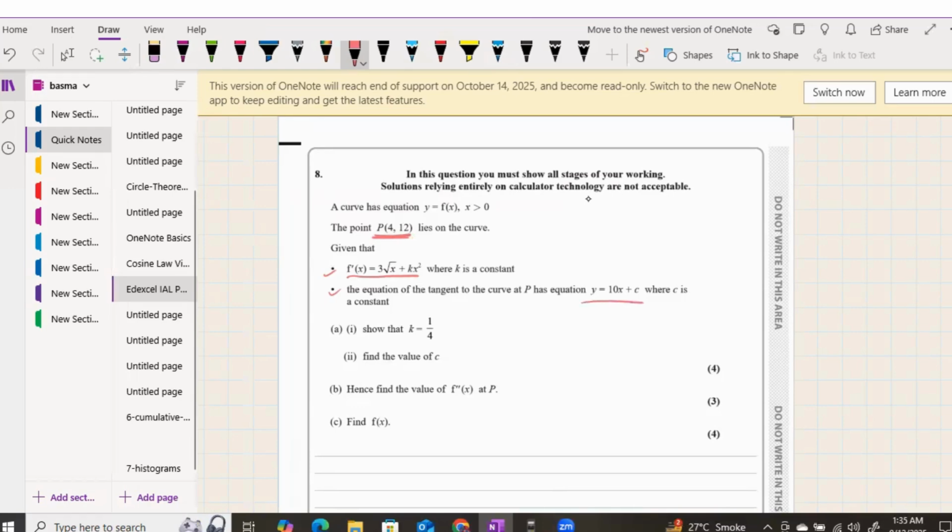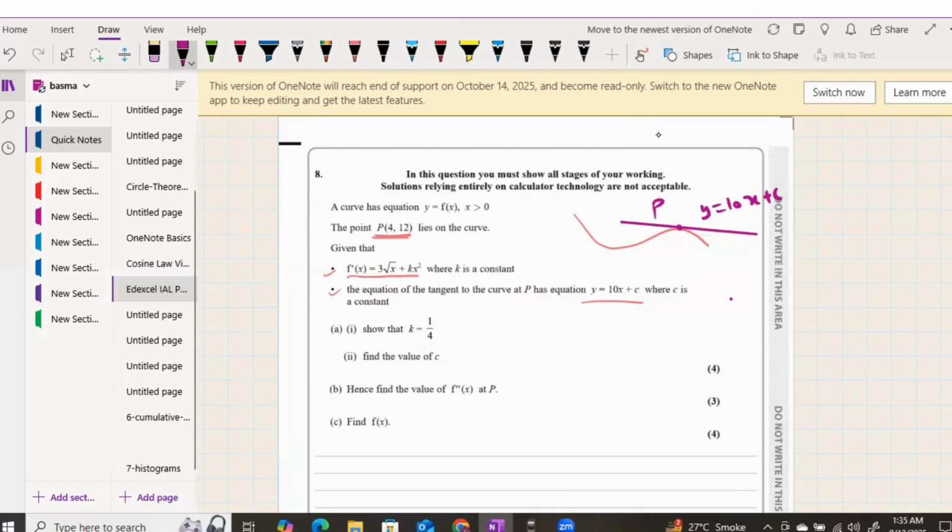Let's say this is how the curve looks, just an idea. It will not look exactly like that, but I'm drawing it to help you understand this point here. Let's say this is the curve equation, and this is the point P. They say the equation of the tangent to the curve at P has equation. When you draw the tangent to the curve at the point P, this tangent has an equation y equals 10x plus c.